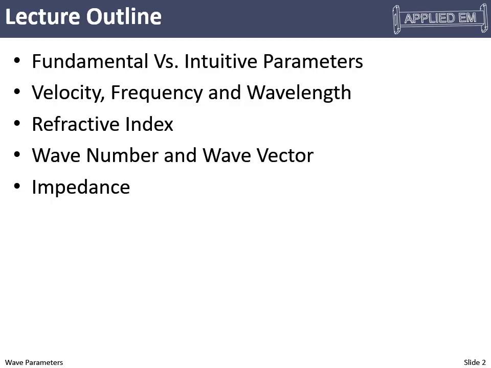I'm going to start off this lecture with a discussion of fundamental versus intuitive parameters. This is a framework that I like to use to categorize all of these different parameters that we talk about in electromagnetics, like permeability, permittivity, refractive index, impedance. Where do they all fall? What's the sense and reason behind this? Then we're going to take a methodical step-by-step approach through these and get a physical feel of what all these things mean, and how they're related. So let's go ahead and dive into this.